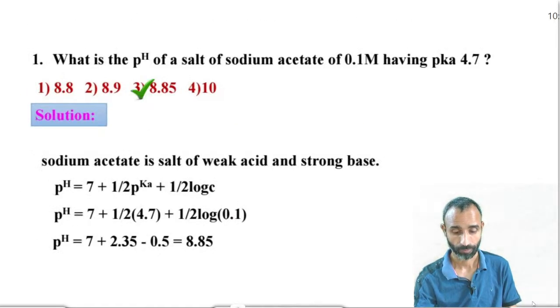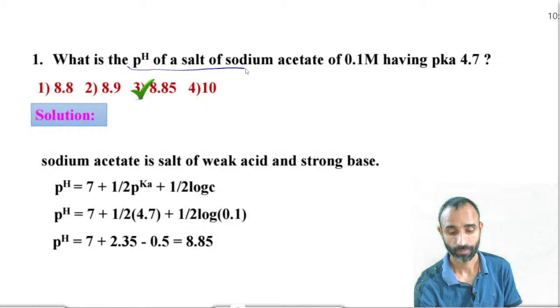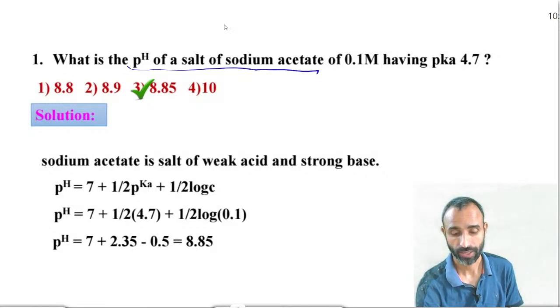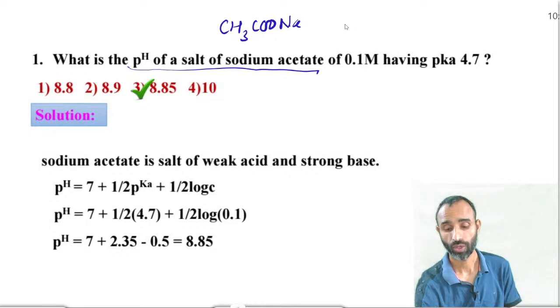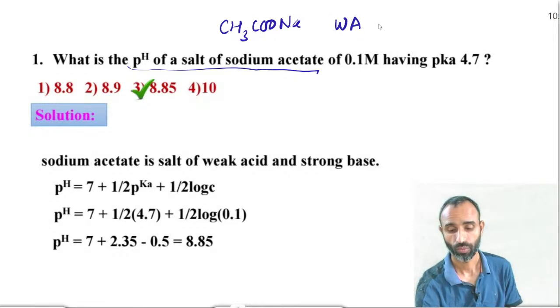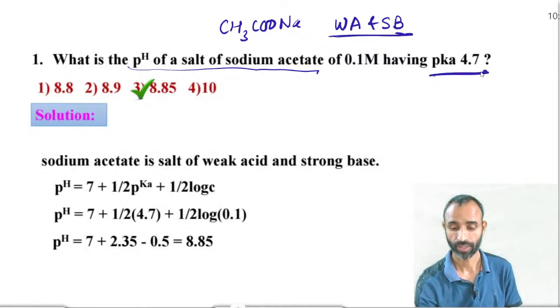What is the pH of a salt? Sodium acetate. You know, sodium acetate is a salt of a weak acid and a strong base. pKa is given to us.